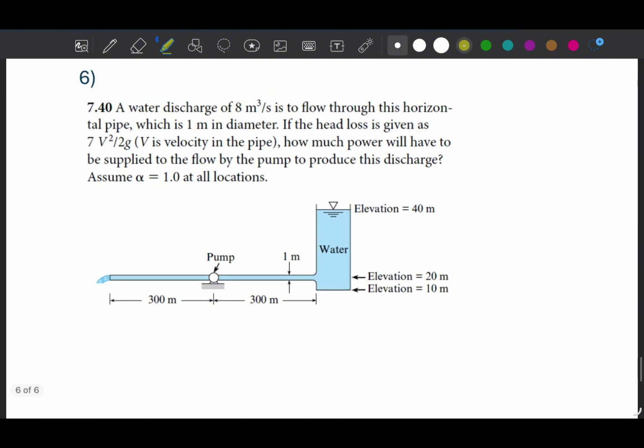Okay, this is the final question, question 6, and it is 7.40. Here we have water discharge as 8 cubic meters per second, and it is flowing through this horizontal pipe, and the diameter is 1 meter. The head loss in the system is given as 7 velocity head, and V is of course velocity in the pipe. How much power will have to be supplied to the flow by the pump to produce this discharge? And we will assume the coefficient is 1.